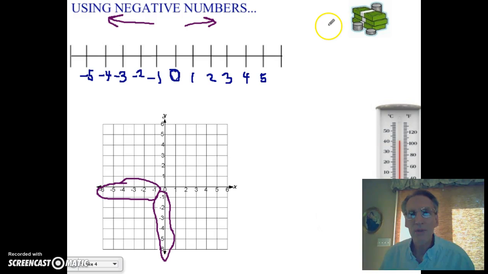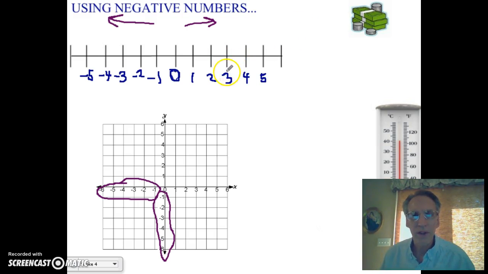Now, money helps me think about negative numbers. For instance, if I have $5 and then I get $2 more, now I have $7. But if I owe you $5 and then I owe you $2 more, then I have a -7. Owing money is like -5 plus -2 is -7. So you can use both ways.